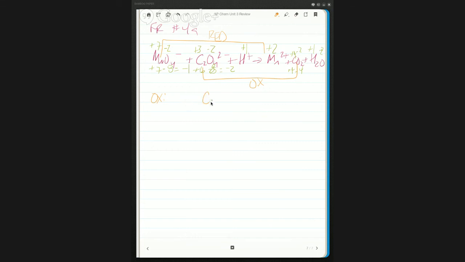So I have C2O4 2 minus going to CO2. You balance all elements except for oxygen and hydrogen, so we balance the carbons first. 2 carbons on the left, so we put 2 carbons on the right. Now we have the same number of carbons, and as it turns out, we have the same number of oxygens, 2 and 2. The charge is at -2 right there.